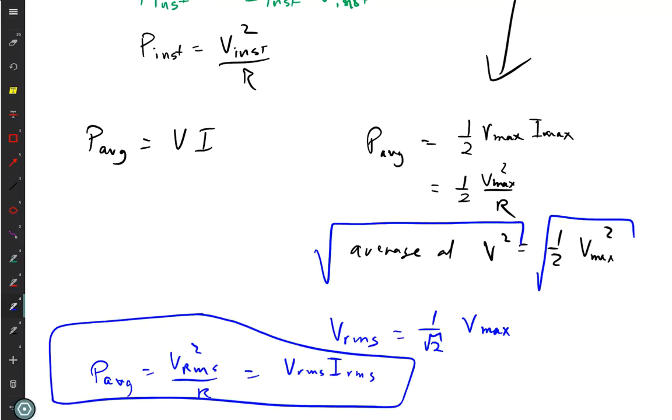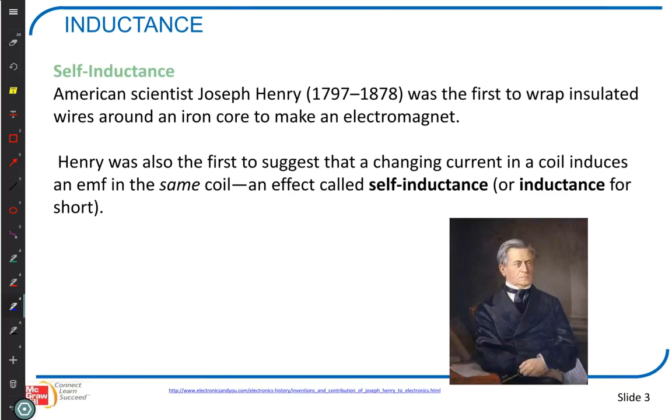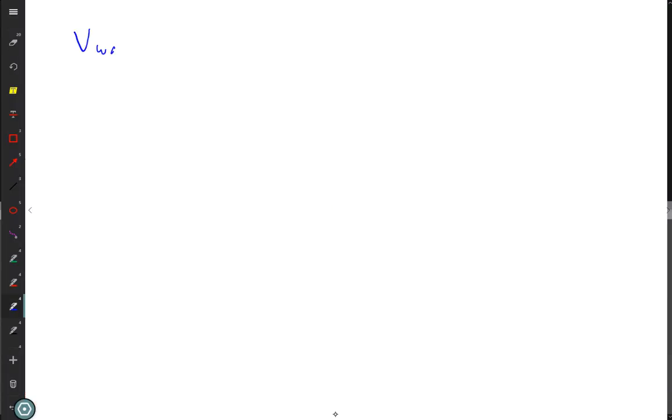So when we start talking about voltages, like the voltage coming out of the wall here, the voltage coming out of the wall is 120 volts RMS. I ran out of space. So V wall is equal to 120 volts RMS.